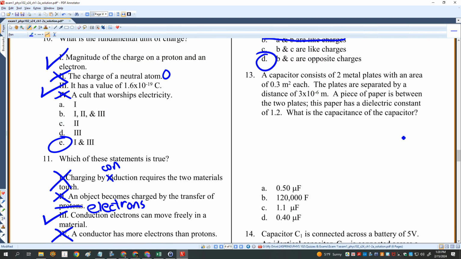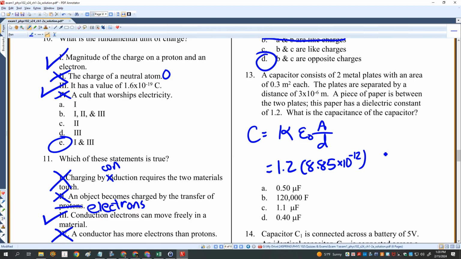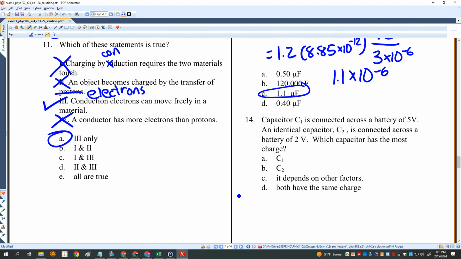Right here, you're just calculating the capacitance. Simple. Just write out the equation. Make sure we know what all those values are. 1.2 epsilon naught is on the equation sheet. A is 0.3, and then the distance is 3 times 10 to the minus 6. Being careful with your order of operations on your calculator, or of course using that EE button, that exponential button that allows you to do scientific notation more easily. And so for that one, we get that it's equal to 1.1 times 10 to the minus 6, or 1.1 microfarads.